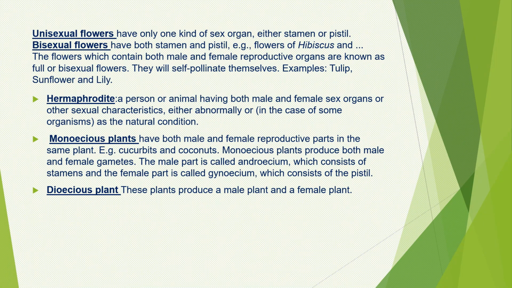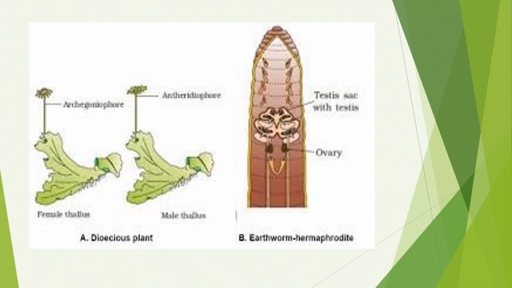Hermaphrodite is the condition in animals where male and female sex organs are found in the same organism. For example, earthworm. Earthworm has male and female sex organs in the same body. You can see a dioecious plant, where antheridium and archegonium are produced on different plant bodies. So dioecious plants are there, monoecious plants are there.